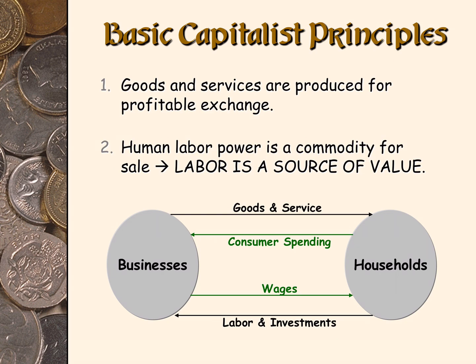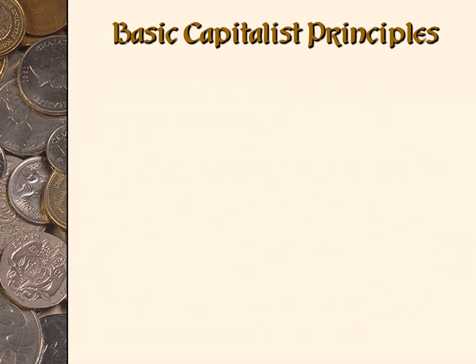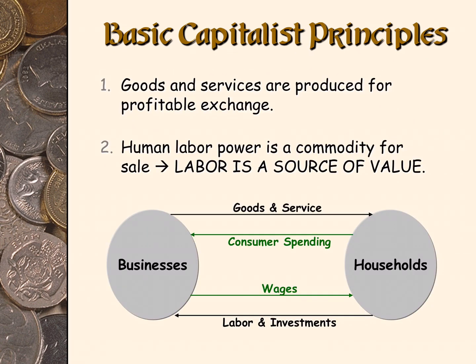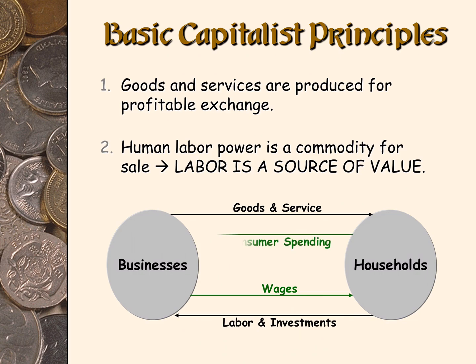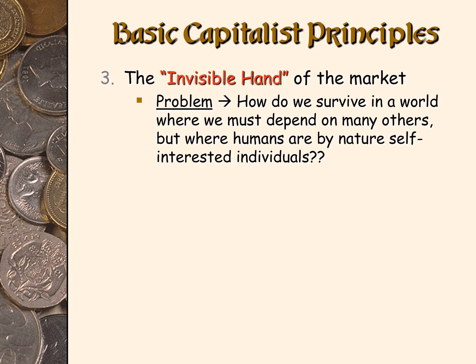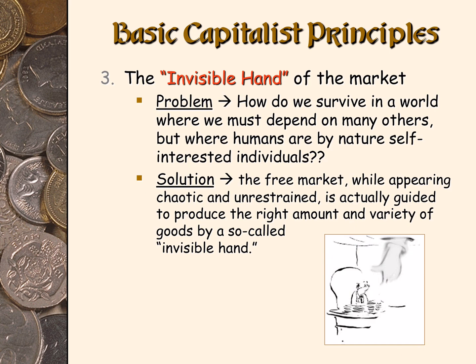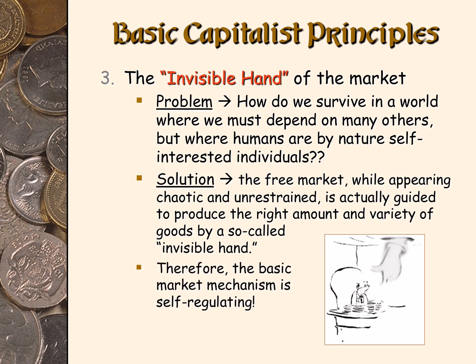He saw that goods and services are produced for profitable exchange. People were expecting to get paid. He also argued that the invisible hand of the market would naturally guide the economy. And the less government got involved in trying to maintain the economy, the better off the country would be, because people will naturally seek their own best self-interest. In other words, the market mechanism is self-regulating. The government doesn't need to regulate the economy, according to Adam Smith.